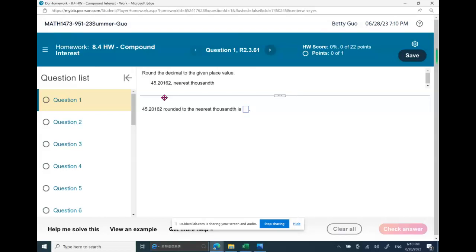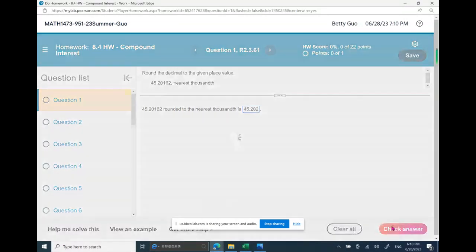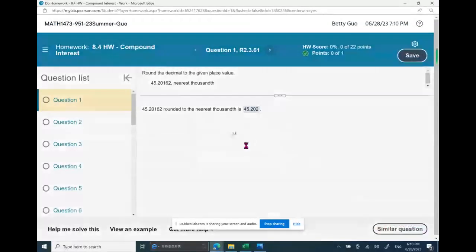So when you look at the digit next to it, which is a 6, following the normal rounding rule, we should round it up, and the decimal would be 45.202. 1 rounded up to 2. It's a simple rounding problem.